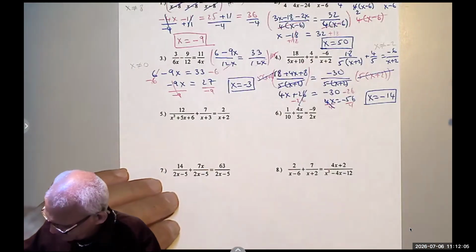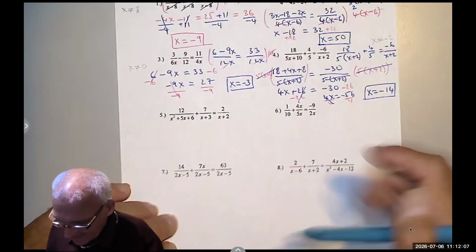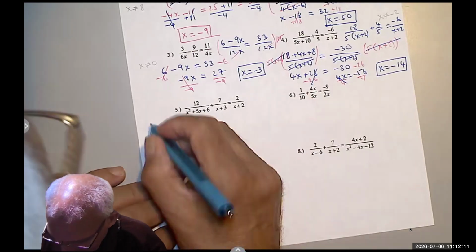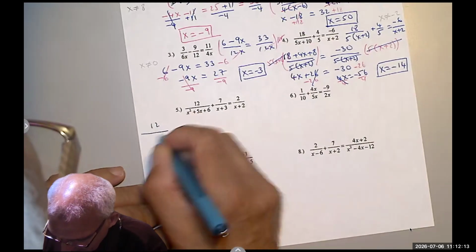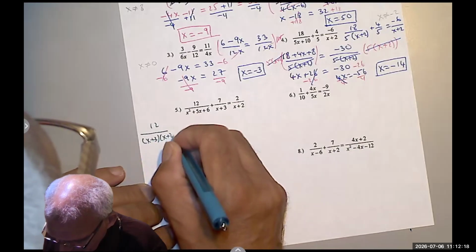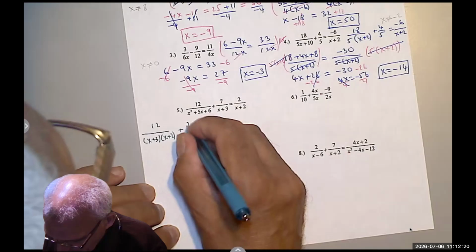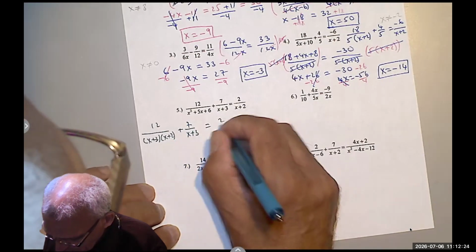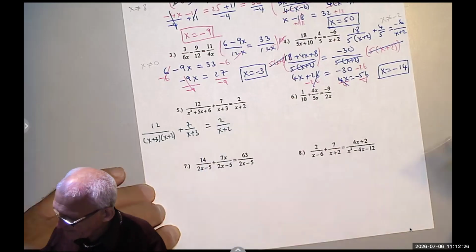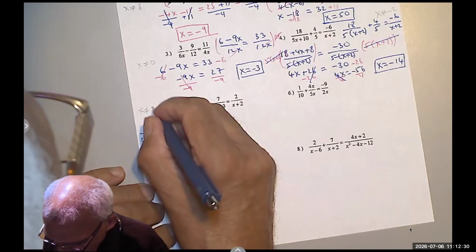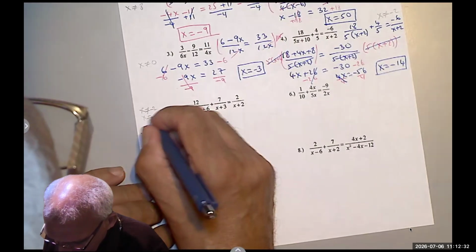Alrighty, let's move to the next row. Number 5. I can factor this, and I can see that this factor is x plus 3 times x plus 2, plus 7 over x plus 3 equals 2 over x plus 2. So x cannot be negative 2, and x cannot be negative 3.